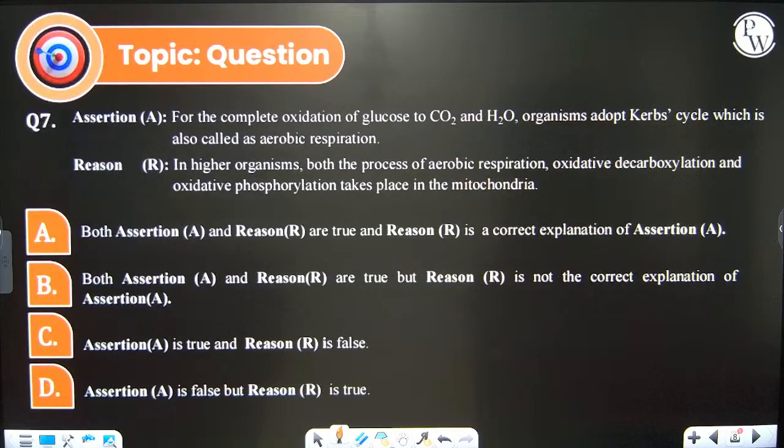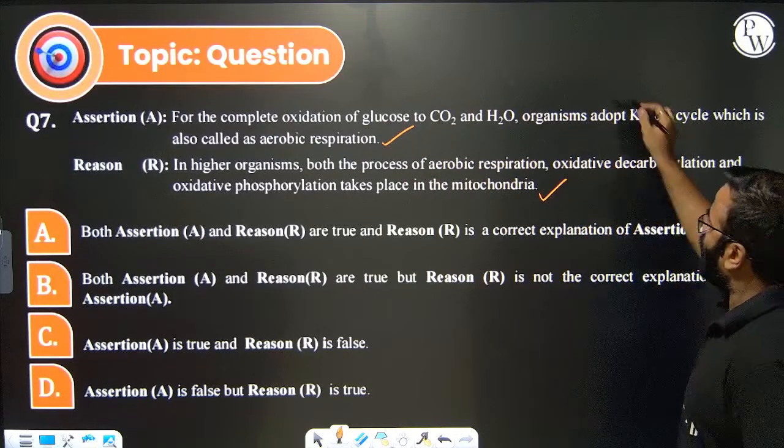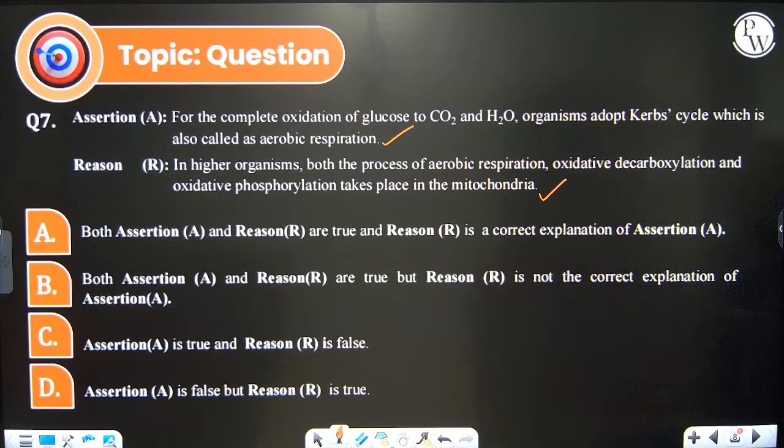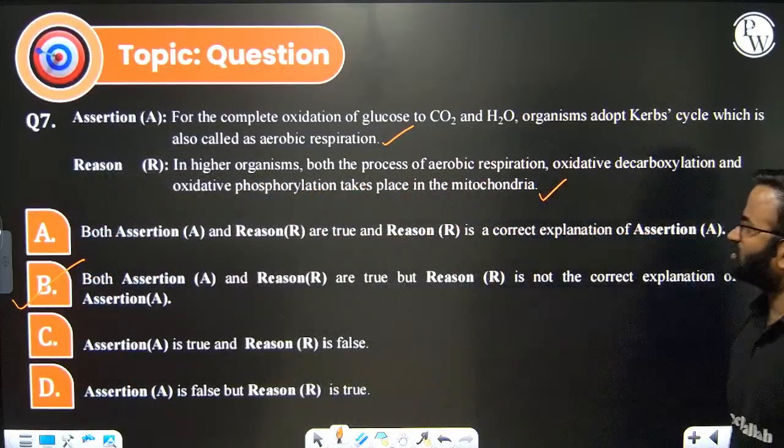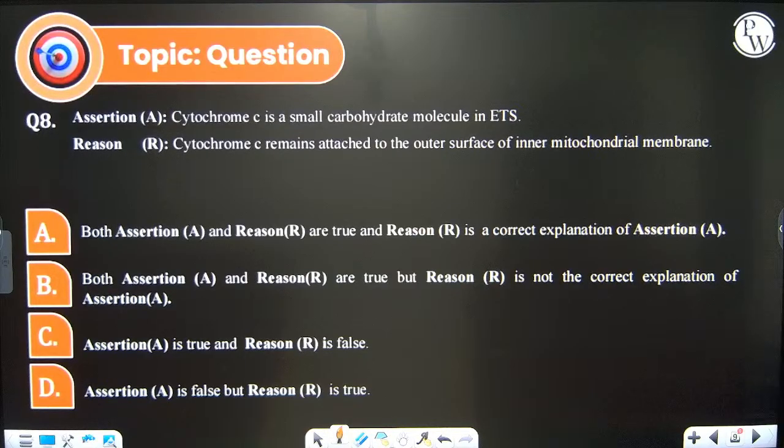Let's go for the next question. Okay, what does it say? For the complete oxidation of glucose to carbon dioxide and water, organisms adopt the Krebs cycle, which is also called aerobic respiration, which is true, isn't it, guys? Let's see the reason. In higher organisms, both the processes of aerobic respiration, oxidative decarboxylation and oxidative phosphorylation, take place in mitochondria, which is absolutely true, but it is not explaining why the Krebs cycle is involved in the aerobic respiration process. So I would go with B as the answer. Next, let's see the next question.